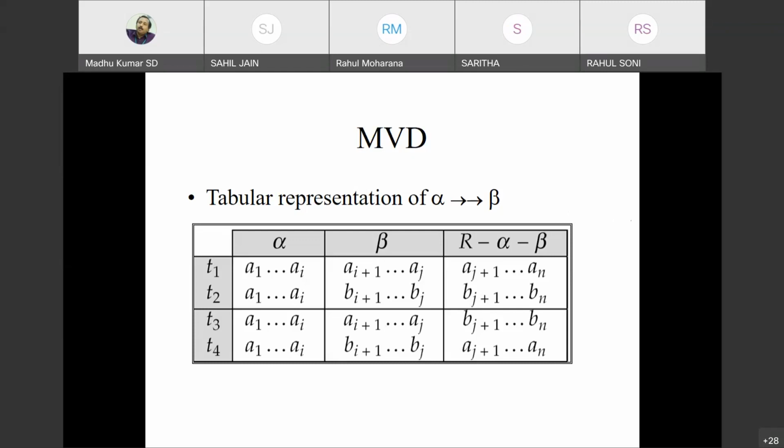One course may be connected to many teachers and many textbooks. Okay. And what is the redundancy? Santosh Kumar?